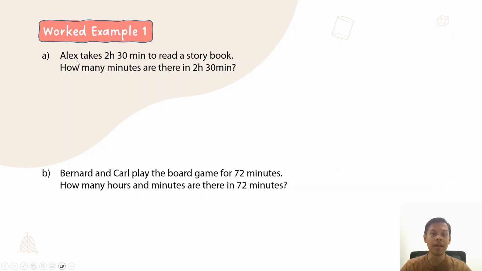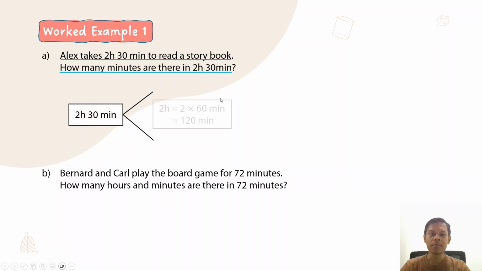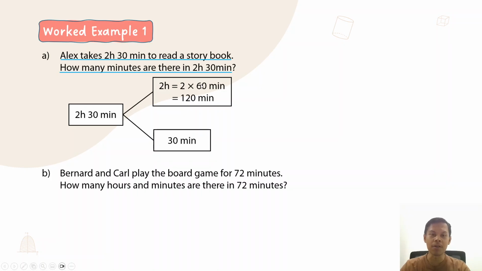Here's the first example. Alex takes 2 hours 30 minutes to read a storybook. How many minutes are there in 2 hours 30 minutes? So what do you need to do? Just convert the 2 hours into minutes because they are asking in minutes. So 2 hours, we change it to minutes, which is going to be 120. And then we still have the 30 minutes here. What do we need to do? Just add them both together. So 120 plus 30, you're going to get 150 minutes is the answer for part A.